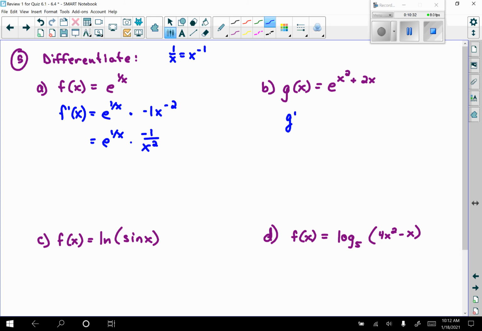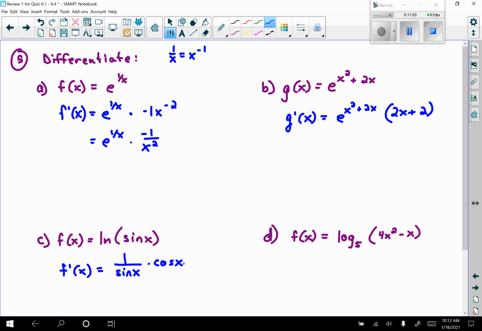For B, g prime of x, same process. We'll have e to the x squared plus 2x. Then we just take times the derivative of that exponent, which just becomes 2x plus 2. Now for C, we practiced this before. The derivative of the natural log of sine x becomes 1 over sine x times the derivative of sine x, which is cosine x. And you could leave it just like that.